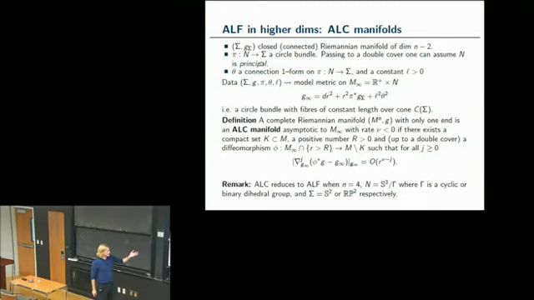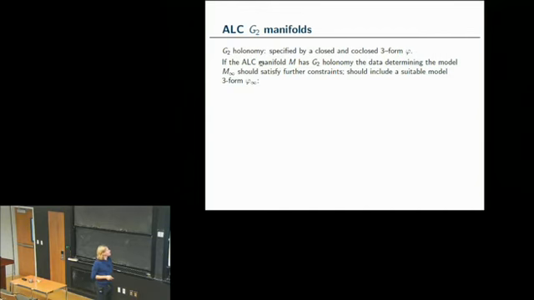So one can develop, in the same way that analysis on asymptotically conical manifolds exists, analysis on ALC manifolds, and we have done that, but I'll return to that later. But for now, we're interested in the particular case of ALC G2 manifolds, and so then we should specify some more information.